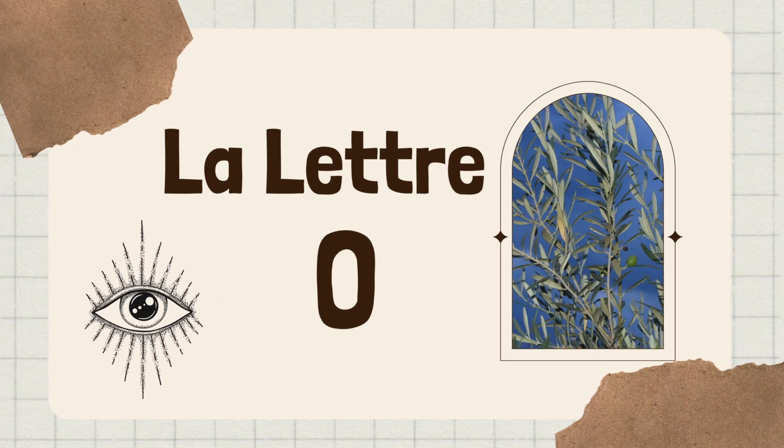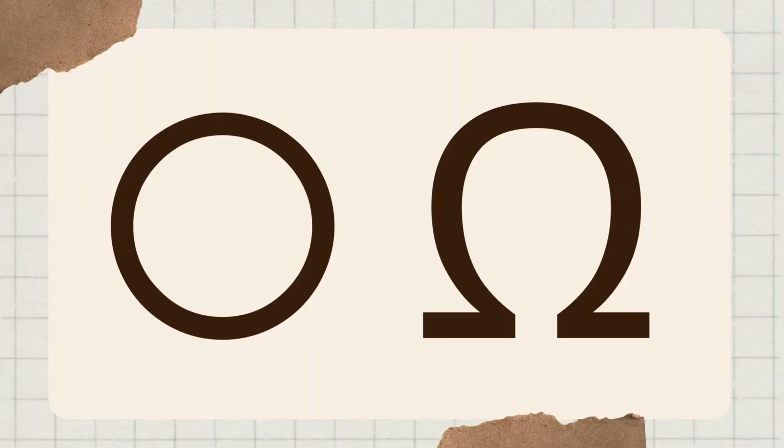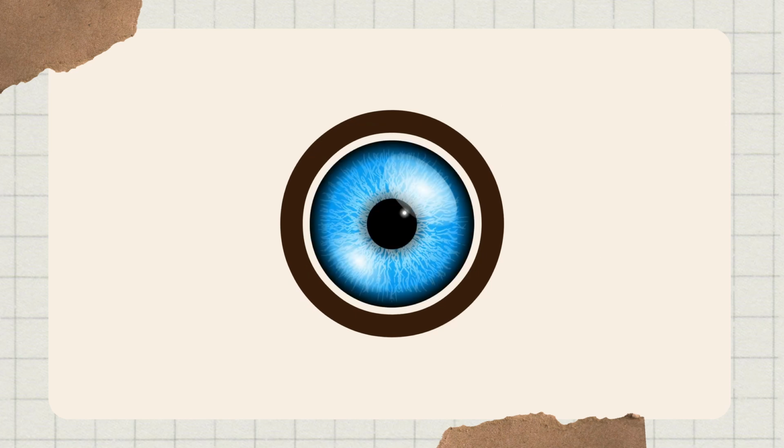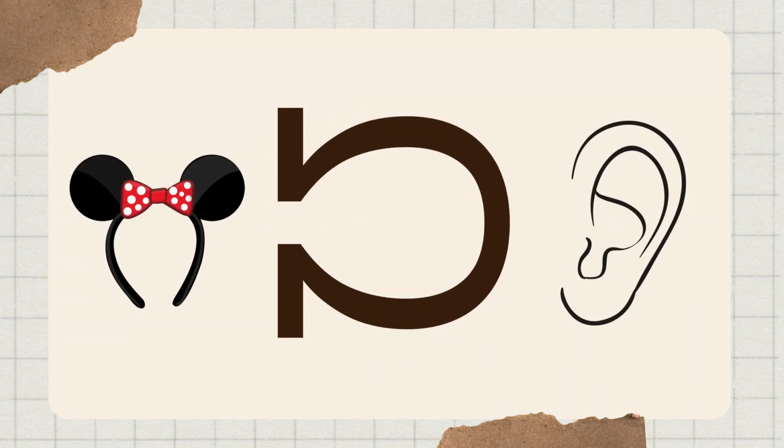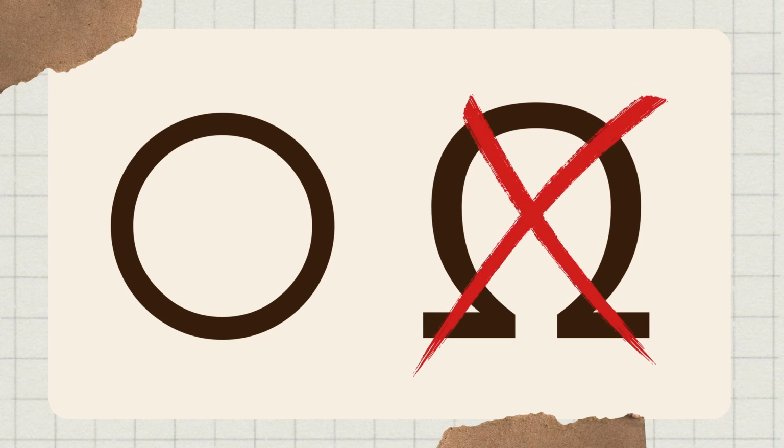In Greek, the sound O can be written in two ways. On one hand, the short O sound is written as omicron and represents an eye. On the other hand, the long O sound is written as omega and represents an ear. However, the Latins kept only one form, the O, which can be short or long depending on the words. Why then did they choose the O form over the omega form?